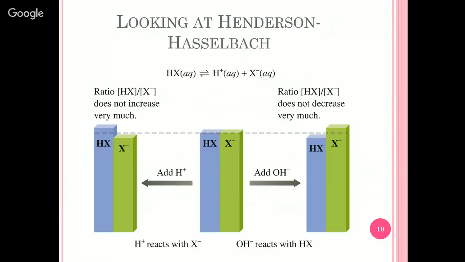So how does the Henderson-Hasselbalch equation work? Here is an equilibrium equation that shows a weak acid dissociating into the proton and its conjugate base. So here's where we start.